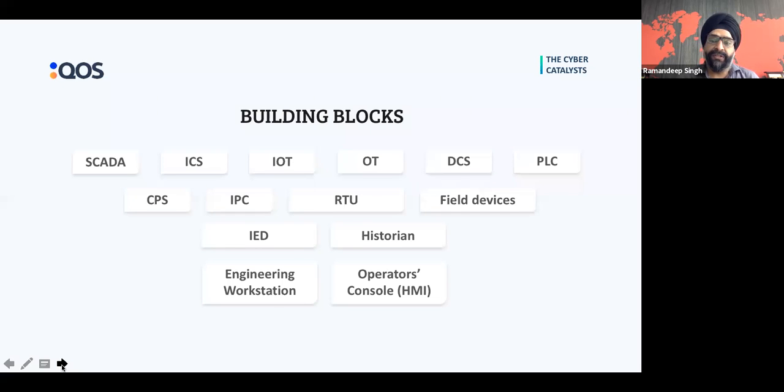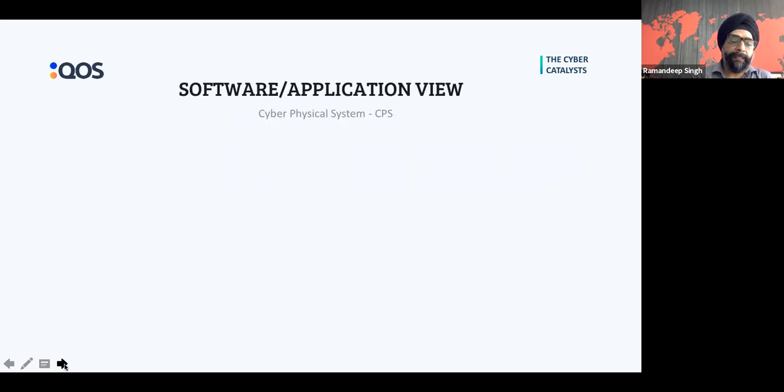Then distributed control systems, DCS, PLC, programmable logic controllers, CPS, cyber physical systems. So all these: industrial PC, RTUs, field devices, IEDs, historian, engineering workstation, and operator console. Typically, these are the building blocks of any industrial control system or SCADA systems.